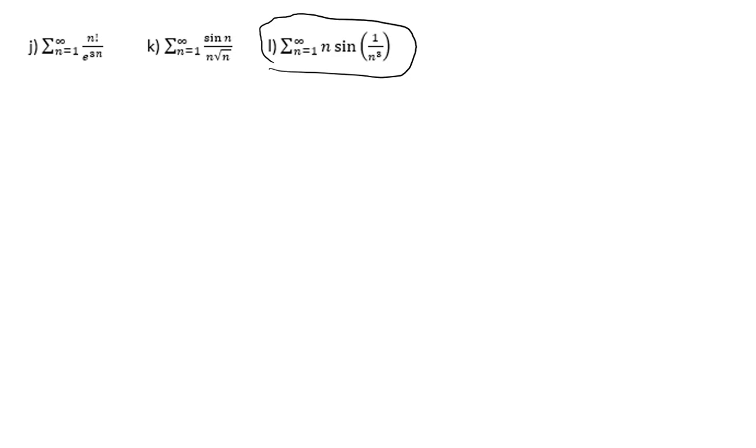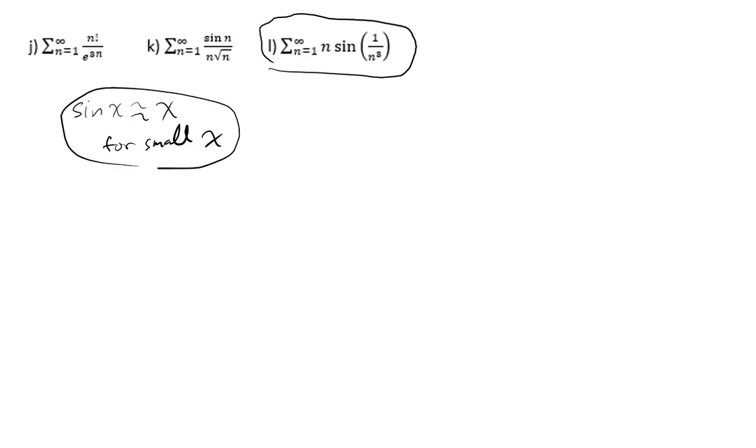Alright, what do we have here? Remember that sine of x is very similar to x when x is very small. It's nice to check that this is true, because try sine of 0.123, and you're going to get a value very similar to 0.123, slightly lower. Anyway, it's indeed true that sine of x is similar to x.